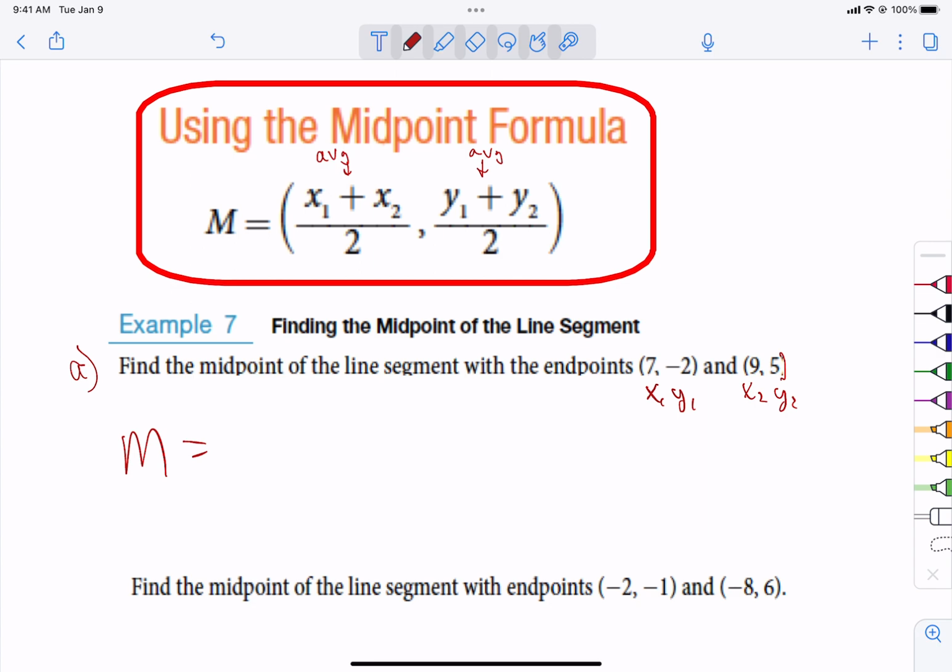Now let's plug into the formula. If we average the x's, that's just going to be 7 plus 9 divided by 2. If we average the y's, that's going to be -2 plus 5 divided by 2. So if we think of the midpoint as the average of the x's and the average of the y's, that's the way to remember the formula. If it is divisible by 2, great.